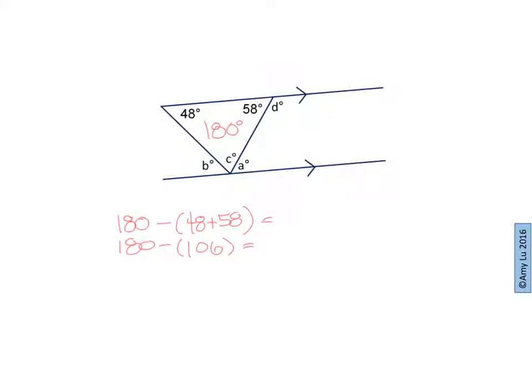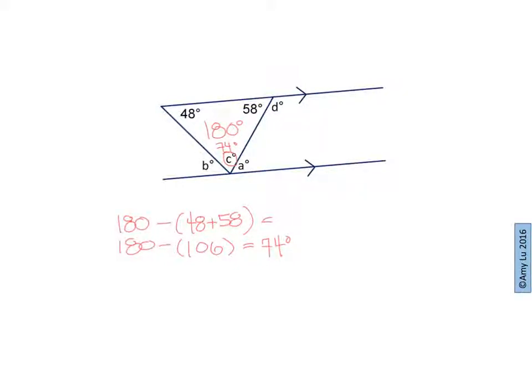48 plus 58 add up to 106. 180 minus 106 will be equal to 74. So I know that this angle right here, C, is 74 degrees. Okay, so that's the first thing I found.